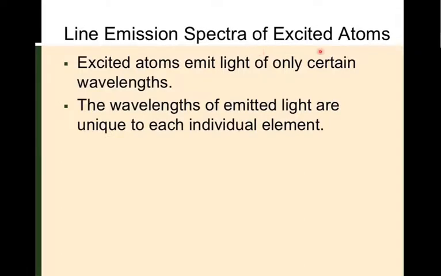So light emission spectra of excited atoms. Excited atoms emit light of only certain wavelengths. The wavelengths of emitted light are unique to each individual element because each individual element has different numbers of electrons. It has different atomic compositions.